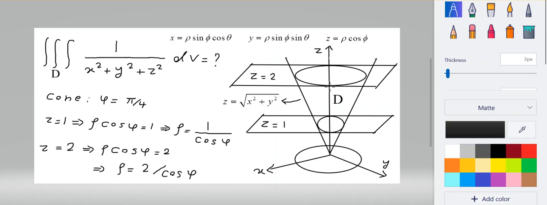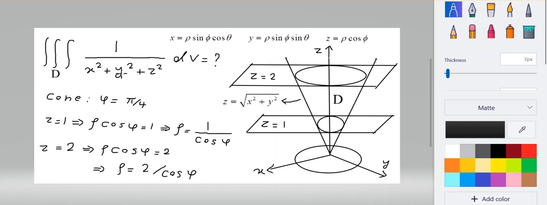Now, to cover this region D, what is phi? Phi is from 0 to the cone. What is the equation of the cone? Pi over 4. So phi is from 0 to pi over 4. This is for phi. Now, what about theta? Look at the image of region D on the xy plane, which is a circle. So to cover this, theta must be from 0 to 2 pi. Okay, so now we are ready to solve the integral.